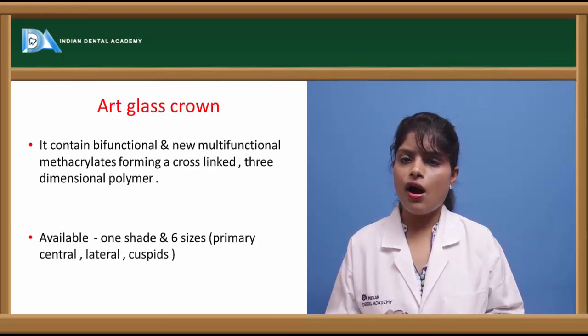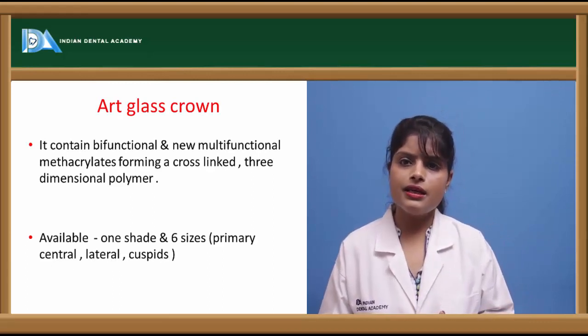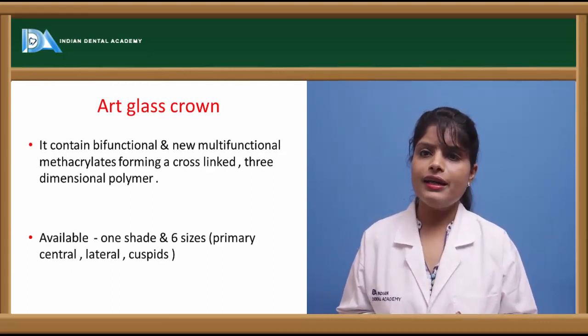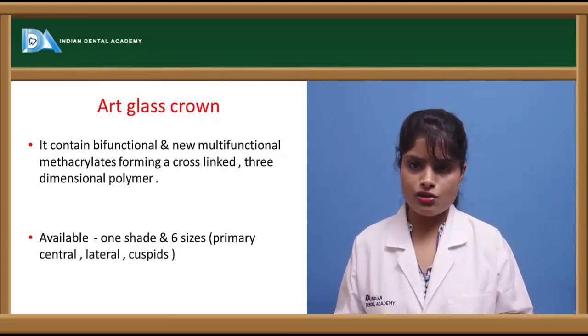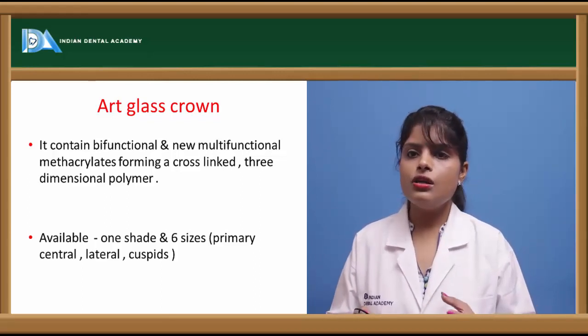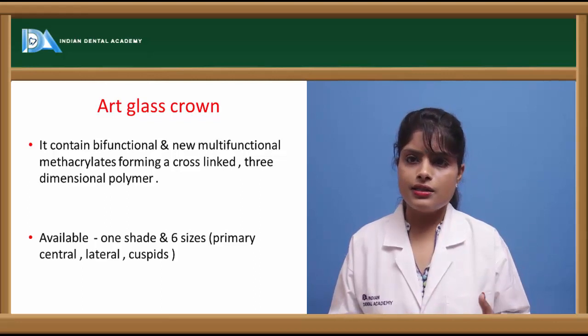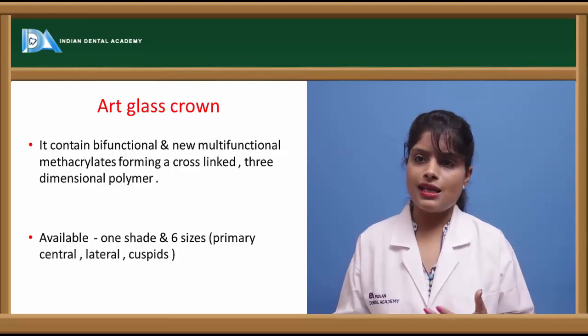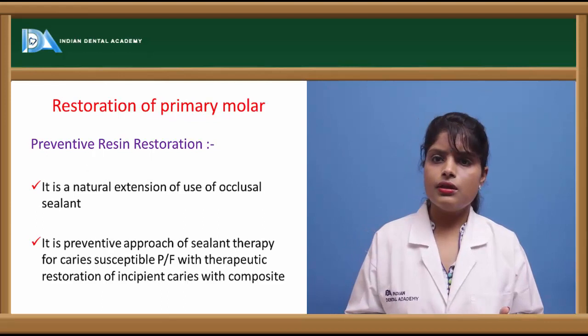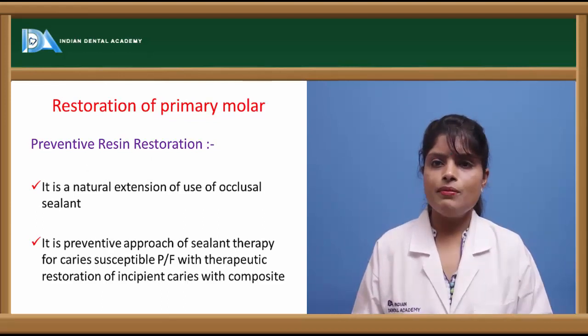Then comes the art glass crowns. These are basically polymers of methacrylate forming a cross-linked structure. This is a dimensional polymer. It is available in one shape and 6 sizes. Then how do we restore a primary molar?